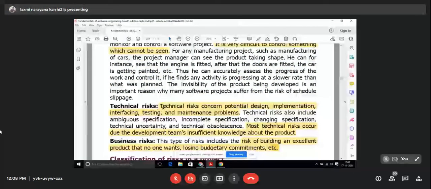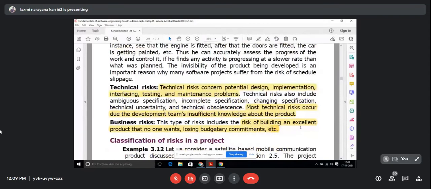The second one is technical risk, which concerns potential design, implementation, interfacing, testing, and maintenance problems. Most technical risk occurs due to insufficient knowledge in development. Insufficient knowledge means that if we don't have knowledge or experience in the team, these risks appear more. And business risk is the risk of building an excellent product that no one wants. If no one wants it, no one buys it. There will be business risk and loss of budgetary commitment, etc.